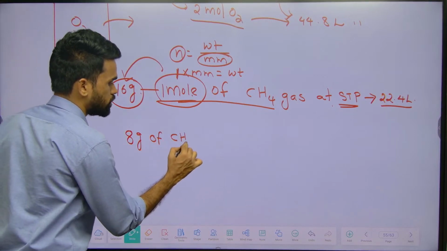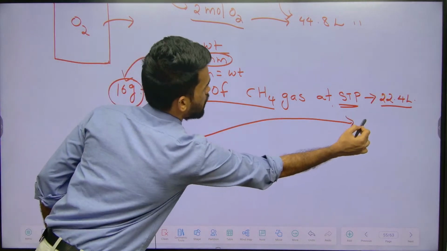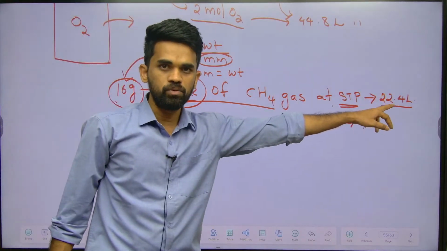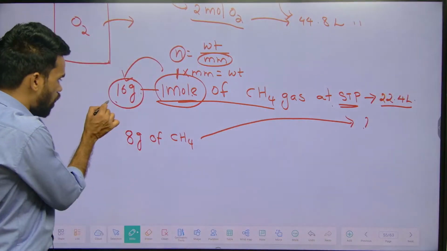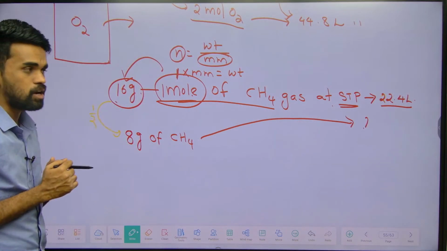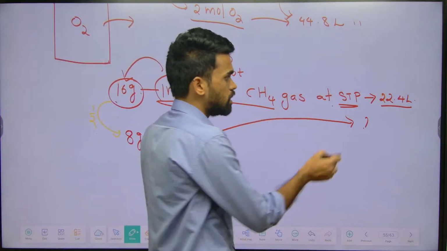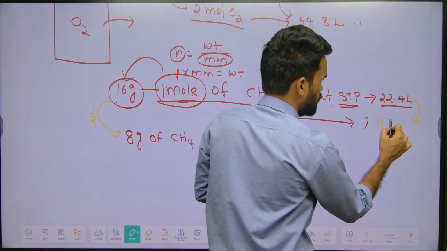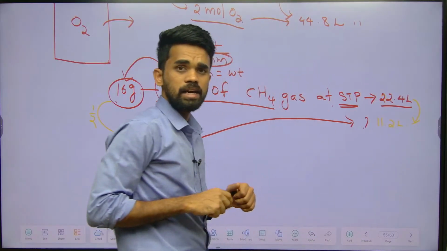Now I am giving you only 8 grams of methane. How much volume will it occupy? Tell me. See, if it is 16 grams, it is 22.4 liters. I have halved it, I divided by 2, so 16 grams becomes 8 grams. Here also, 22.4 liters becomes 11.2 liters. Okay, is this clear to everyone?